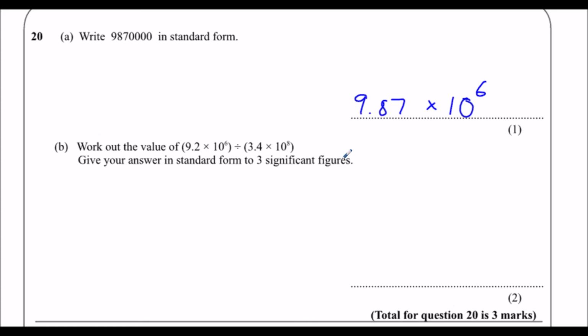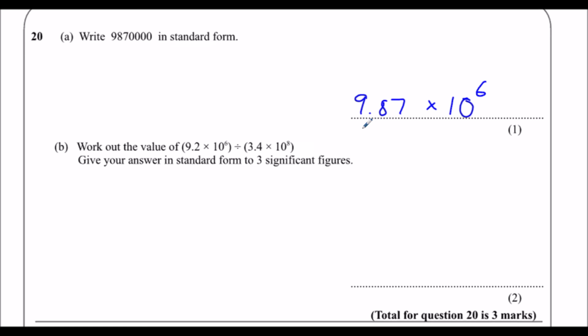And again, you can check this. If we type in the calculator 9.87 times 10 to the power of 6, it should give us 9,870,000. So we know we've done it correctly.